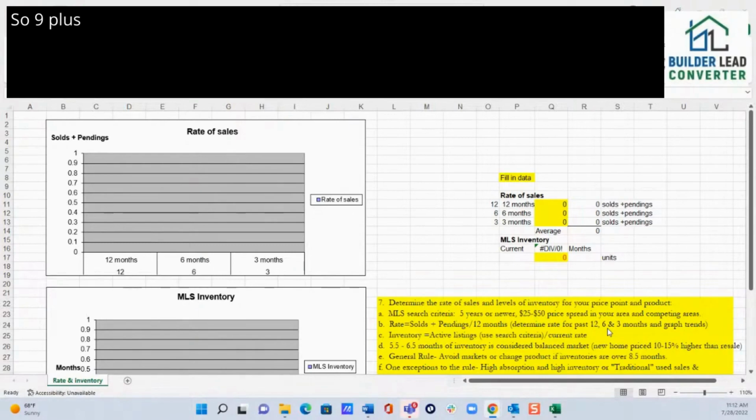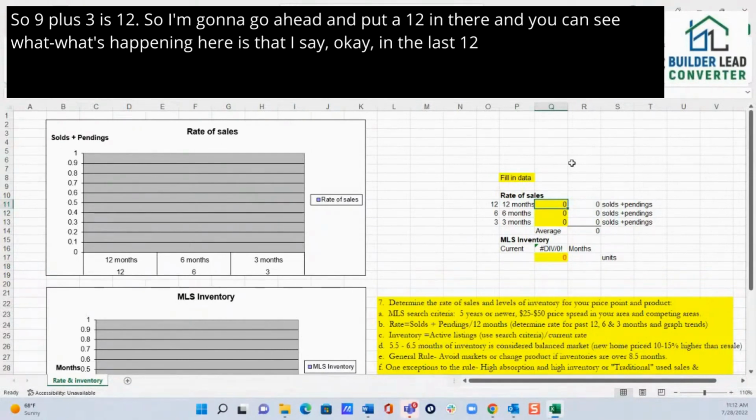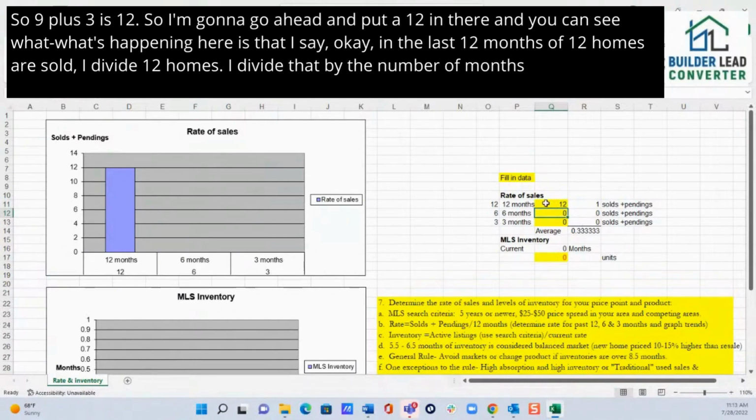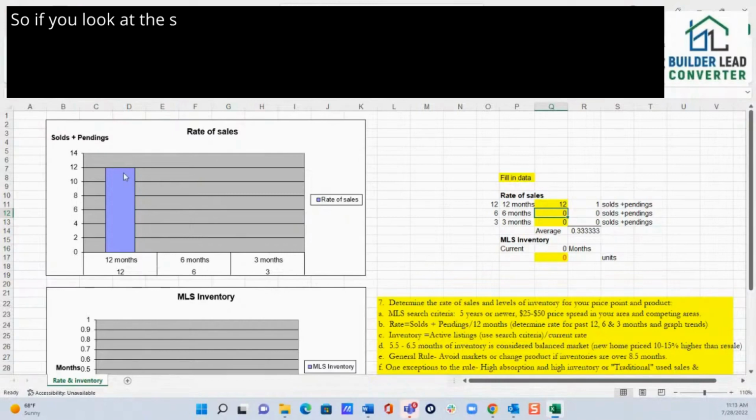I'm going to see how many of those have either sold in the last 12 months or have gone pending in the last 12 months. And I'm going to fill this in here. Let's say, for example, I found that there were 9 sales and 3 pendings. So 9 plus 3 is 12. I'm going to put a 12 in there. And you can see what's happening here: in the last 12 months, if 12 homes sold, I divide 12 homes by the number of months, 12, and I get 1 sold per month. So looking at solds and pendings for the last 12 months, there have been 12.